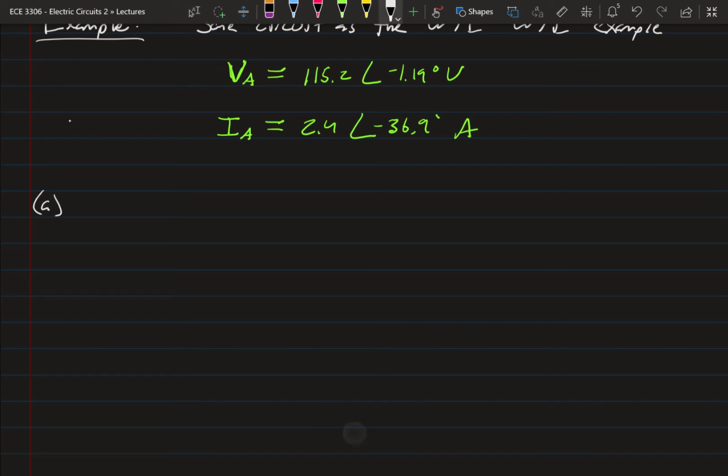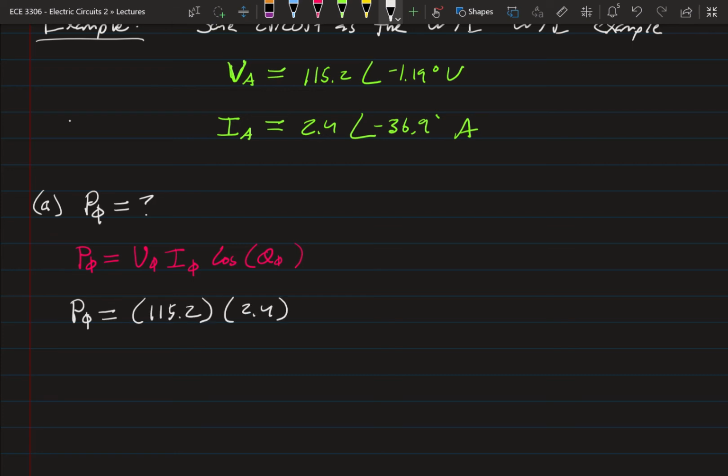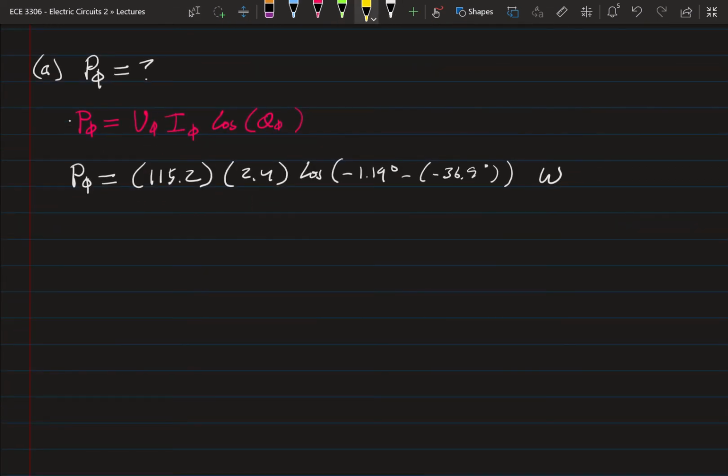And the first thing it asks us to do is calculate the average power delivered to each phase. So we're looking for P sub phi. Remember that P sub phi is just equal to V sub phi times I sub phi times the cosine of the angle sub phi. Let's go ahead and calculate it. That's going to be 115.2 times 2.4 times the cosine of minus 1.19 degrees minus negative 36.9 degrees. That's given in watts. If you punch that into your calculator, you're going to get that the average power delivered to each phase is approximately 225 watts.